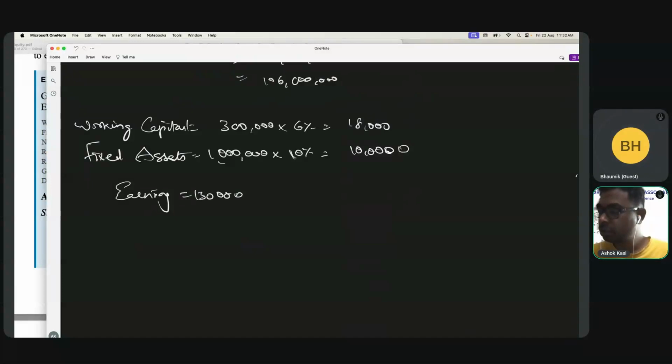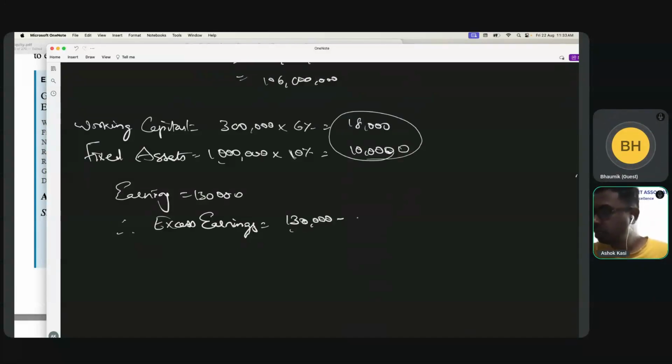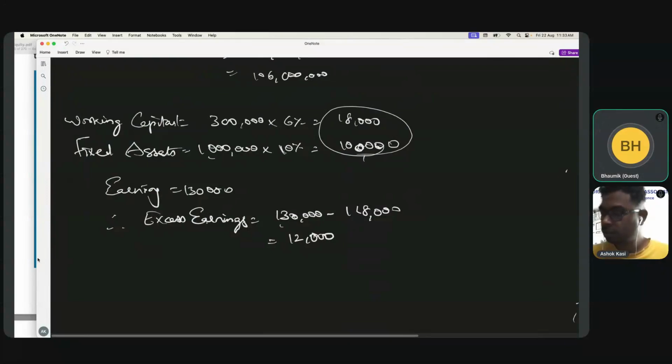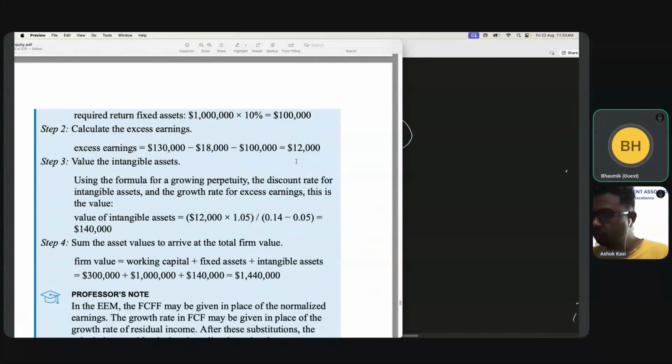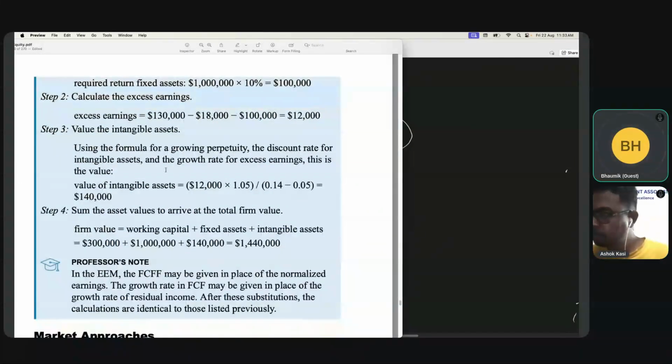So excess earnings is equal to 1,30,000 minus 1,18,000, which is 12,000. Yeah, so this is 12,000.